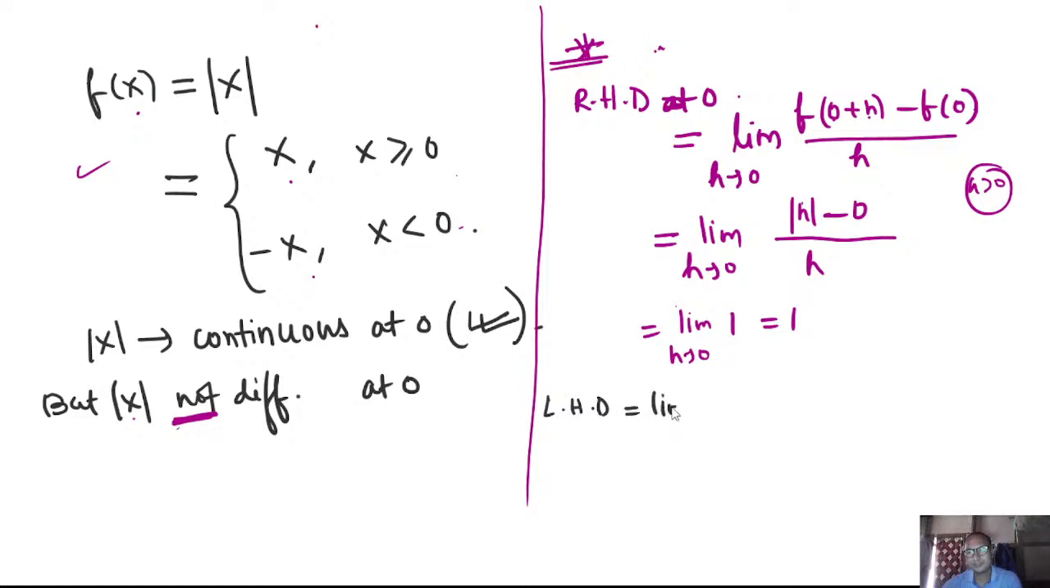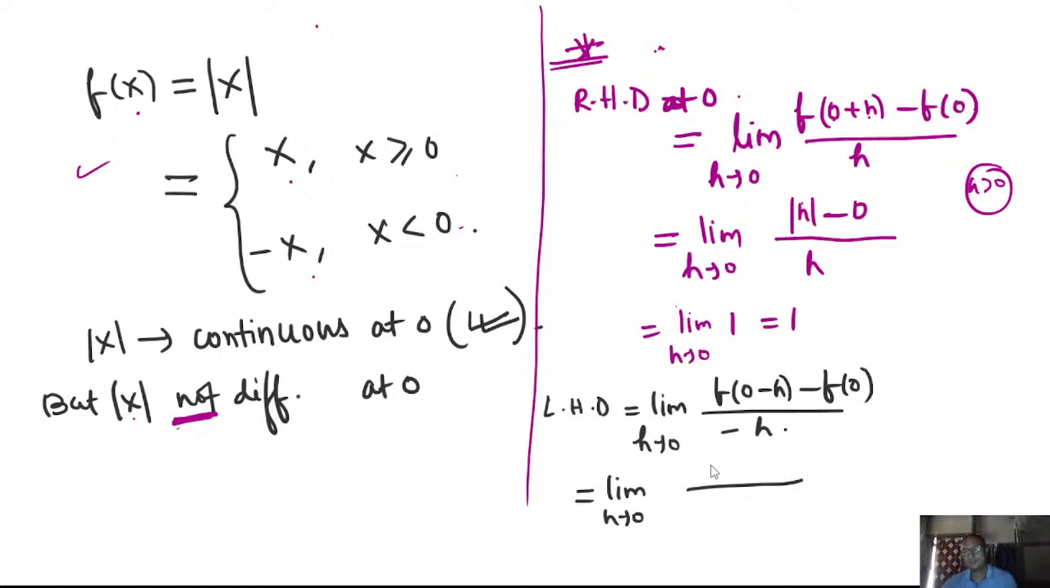Left hand derivative value is limit h tends to 0 of f of 0 minus h minus f of 0 divided by minus h. The value of f of minus h is modulus of minus h minus modulus of 0, divided by minus h. Modulus of minus h will be h, so h by minus h gives minus 1. Are they equal?